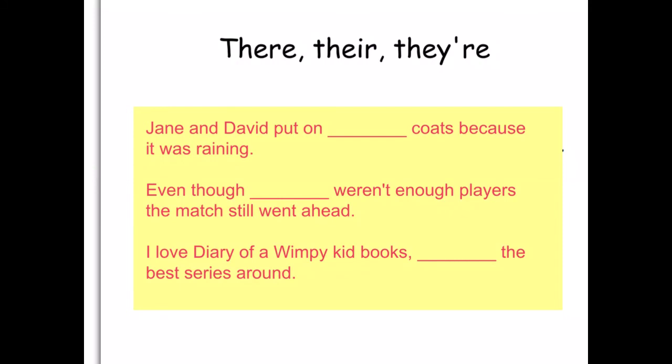Three more examples where I need you to put in the correct homophone. Jane and David put on their coats because it was raining. Even though there weren't enough players, the match still went ahead. I love Diary of a Wimpy Kid's books. They're the best series around. Again, you can pause your video and figure out the correct answer for me.